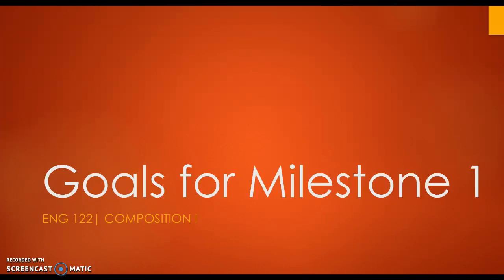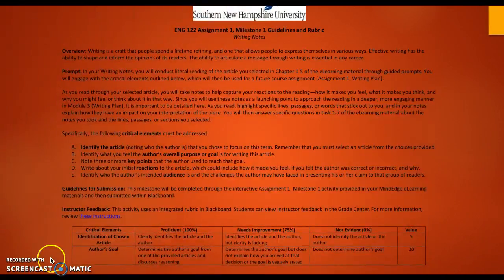Hi class, this is my second attempt in trying to give you more specific information about Milestone 1 writing notes and the goals for Milestone 1. As you can see here, this is the rubric for the writing notes assignment, and there are 5 critical elements.